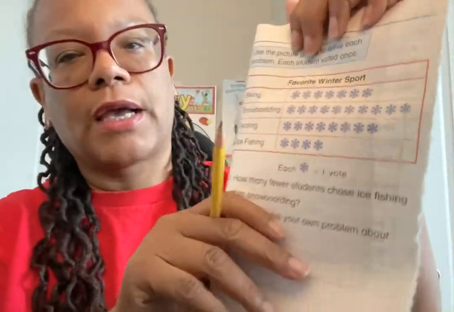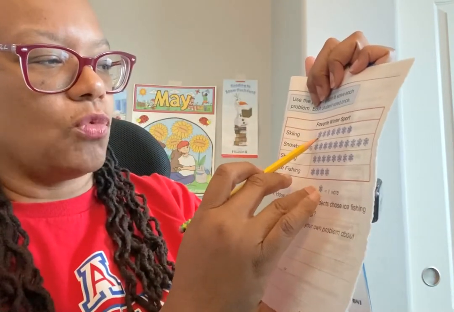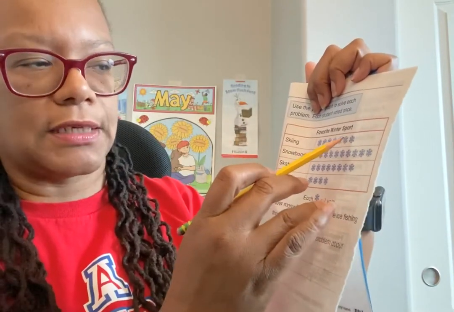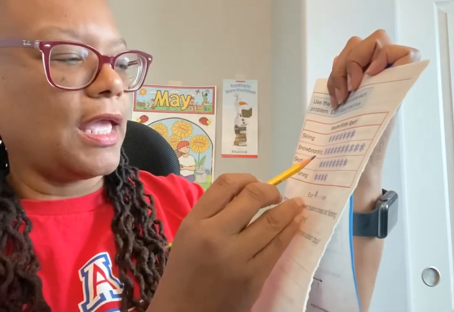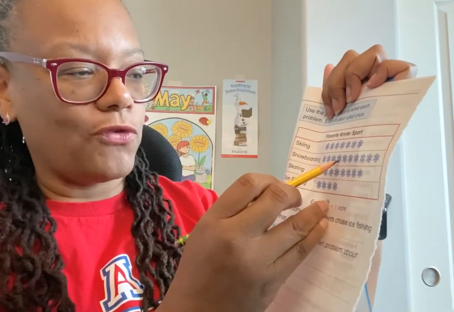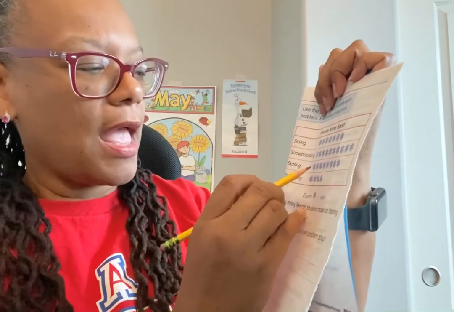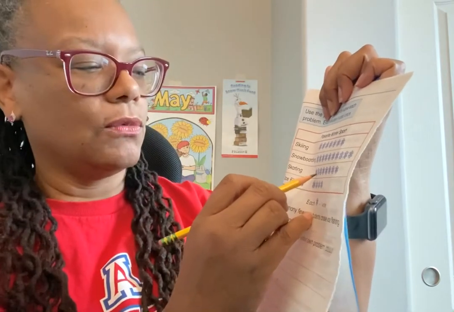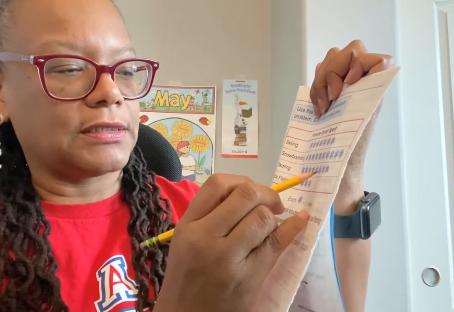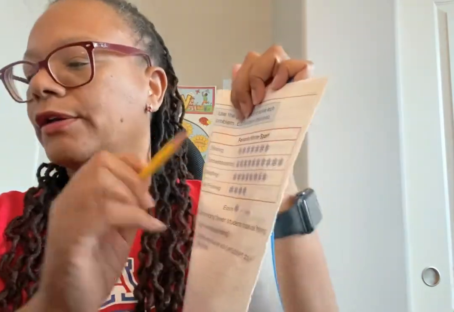I'll fold it back so I can be on the side and see. So skiing has 1, 2, 3, 4, 5, 6, 7. And snowboarding has how many? Count with me. 1, 2, 3, 4, 5, 6, 7, 8, 9, 10. Right, Amaria. And skating has 1, 2, 3, 4, 5, 6, 7, 8. That's right, Jalen. Good. And ice fishing is 1, 2, 3, 4. Very good, Ariana. All right.